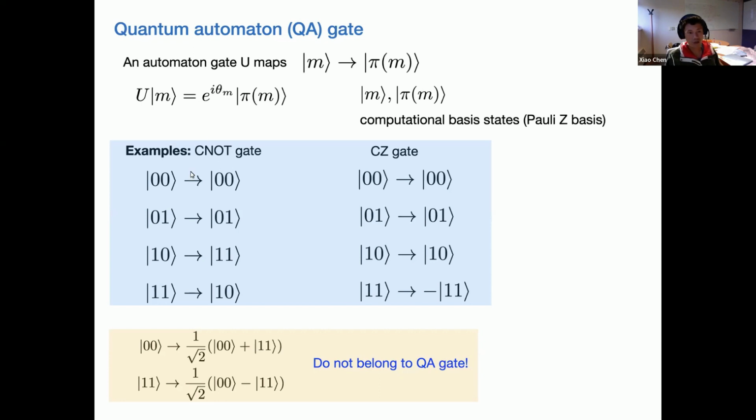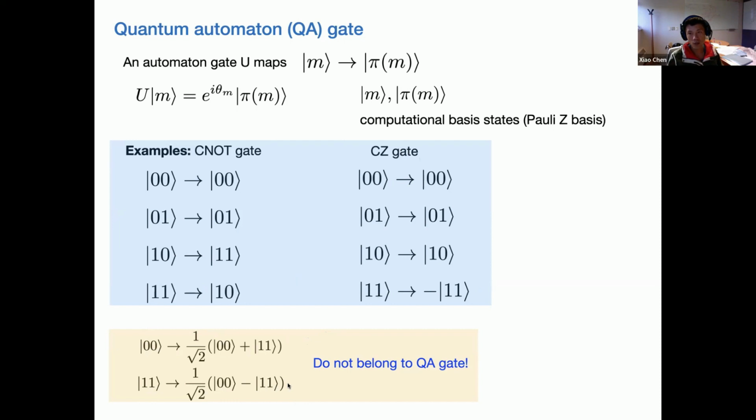One example is this CNOT gate. It maps 0, 0 to 0, 0, 0, 1 to 0, 1, 1, 1 to 1, 0. So it's just a 1-to-1 mapping in this case. No superposition. Another type of gate is this CZ gate. There's a phase over here for this 1-1 state. The rest of them remain the same. So in those automaton circuits, automaton gates, there's no superposition. Whereas this gate maps 0, 0 to 0, 0 plus 1, 1, and 1, 1 to 0, 0 minus 1, 1.